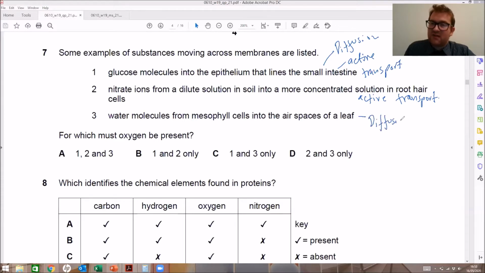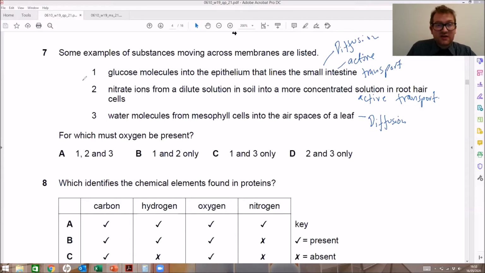Okay. Now, if we look at the question, it says, for which one must oxygen be present? Well, remember, oxygen is needed for aerobic respiration, and that releases energy. That energy is used for active transport. Remember, active transport is the movement of substances from a region of low concentration to high concentration, against the concentration gradient, using energy released from respiration and using carrier proteins.